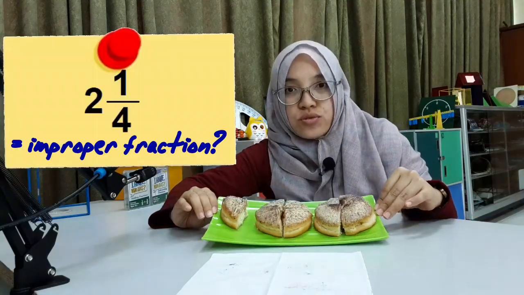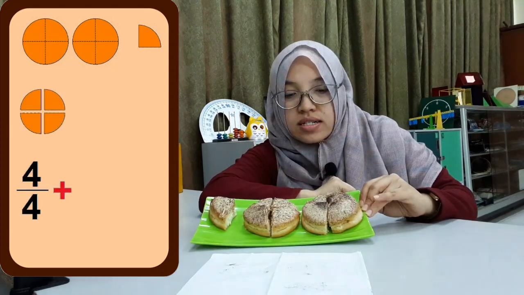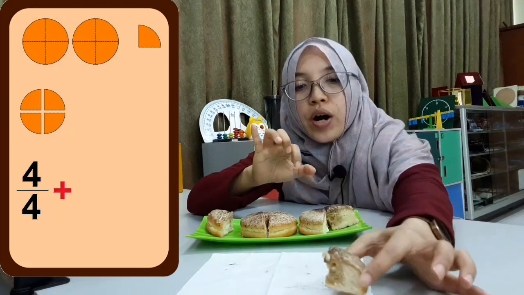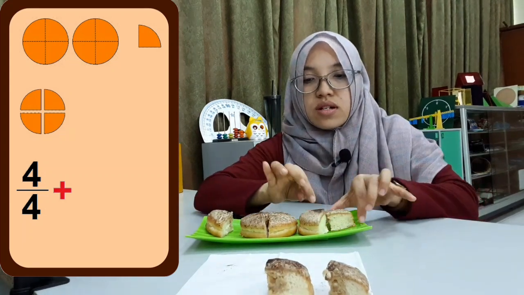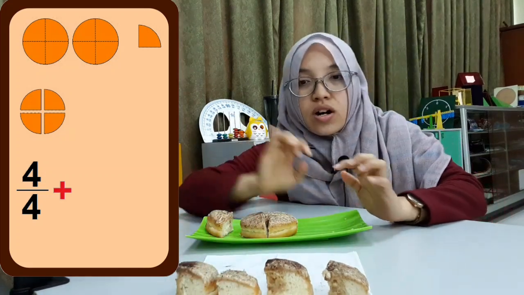I want to know the improper fraction of 2 and 1 quarter. I have a mixed number here, 2 whole donuts and 1 quarter. How many parts does it have in improper fraction? Let's count together. Please do remember that 1 whole donut is equal to 4 quarters. So in 1 whole donut, it has 4 quarters, 4 parts. 1, 2, 3, 4 to make 1 whole.